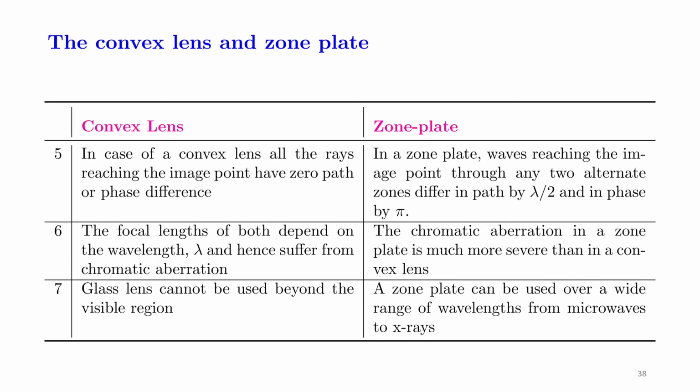The focal lengths of both depend on the wavelength, lambda, and hence suffer from chromatic aberration. The chromatic aberration in a zone plate is much more severe than in a convex lens. The seventh difference is that a glass lens cannot be used beyond the visible region, whereas a zone plate can be used over a wide range of wavelengths from microwaves to X-rays.